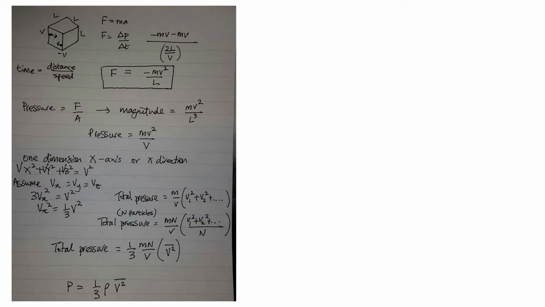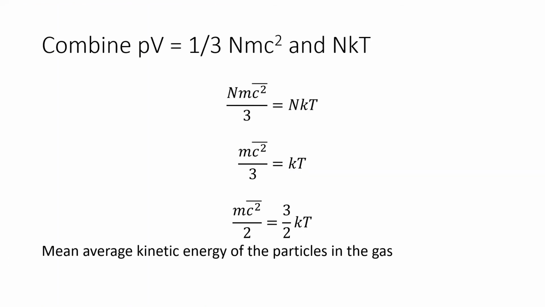Right, this slide is the derivation for PV equals a third N m c squared, or you can have p equal to a third times the density times c squared. So let's combine PV equals a third N m c squared and PV equals NkT, put the two together, and then divide both sides by N because it's common.